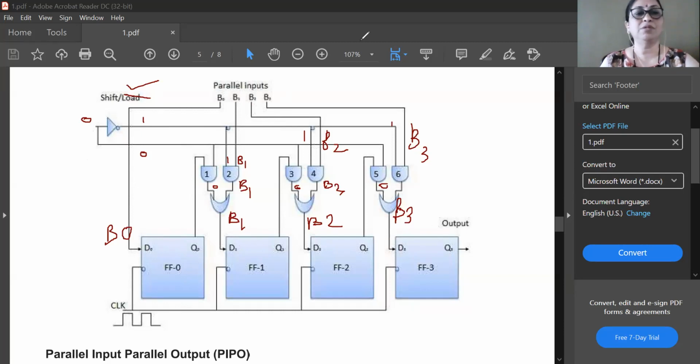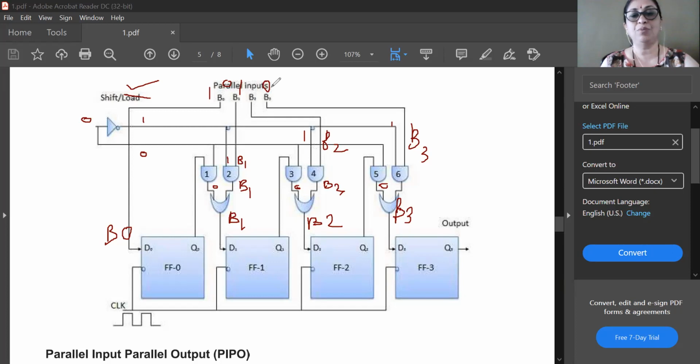Okay. Now suppose here we are applying the data 1 0 1 0. So suppose we have parallelly applied data 1 0 1 0. So let us consider this. So what I have told you, when the shift/load bar line is equal to 0, load operation is activated. The input data is parallelly loaded to your shift register. So each D input of the flip-flop will get input.